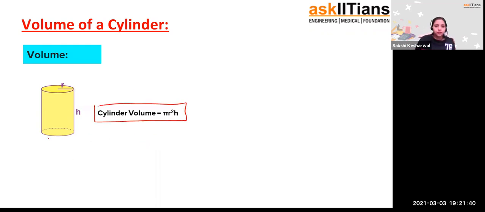If you take one circle from here, then the other circle, then the other circle, just keep piling up. So you will get the volume, which is pi r square h. Now let's talk about the hollow cylinder. What is a hollow cylinder?